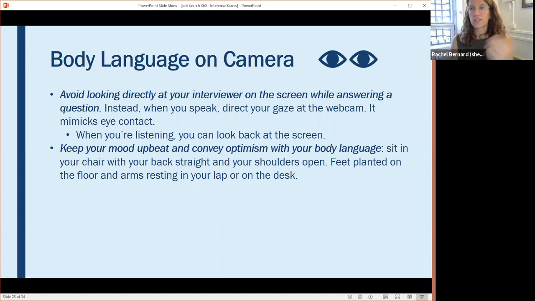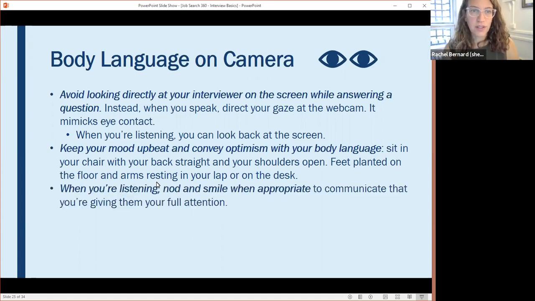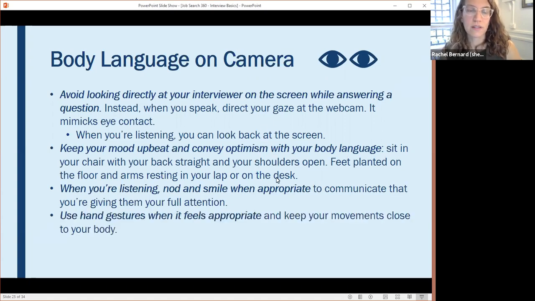Try to use hand gestures to the extent that you're comfortable. Nod and smile when you're listening to communicate that you're paying attention. It can be a little hard to read all of these nonverbal cues on video. So they have to be a little bit exaggerated, more so than if you were in person. And yeah, use hand gestures, but try not to use wild and crazy hand gestures or knock over any beverages.